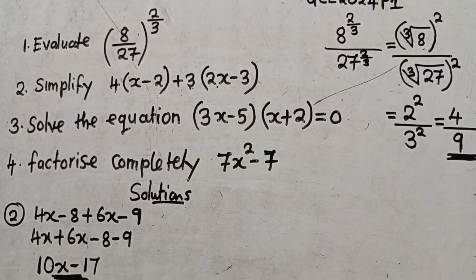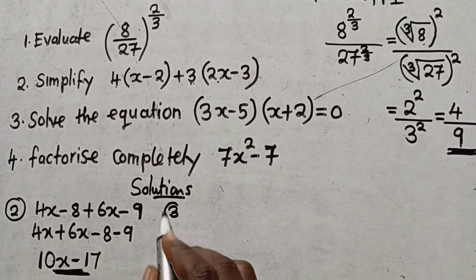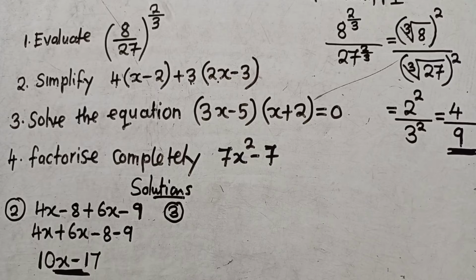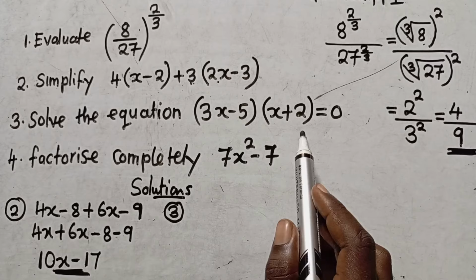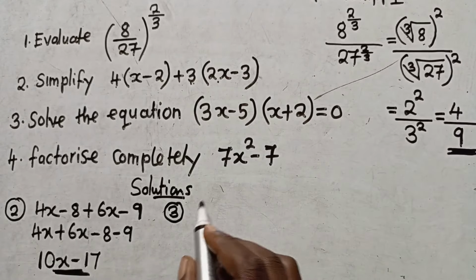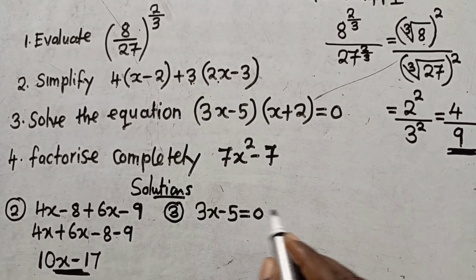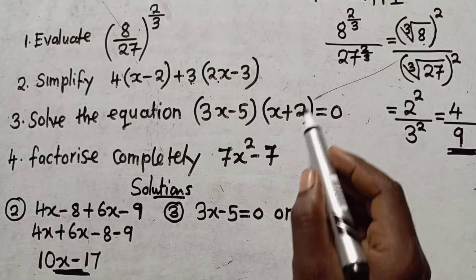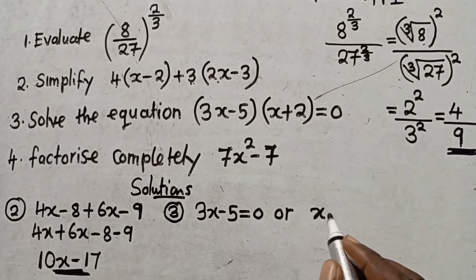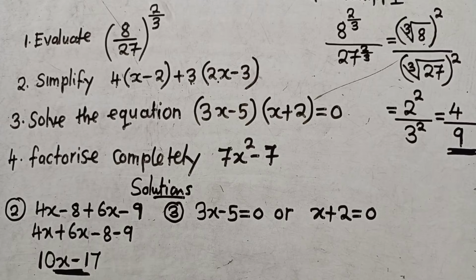We move now to question number 3. They are telling us to solve the equation. How can we solve this particular equation? For us to solve this equation, we just need to get this one equates to 0. So you are going to get 3x minus 5, you equate to 0. Or you get x plus 2, you equate to 0.